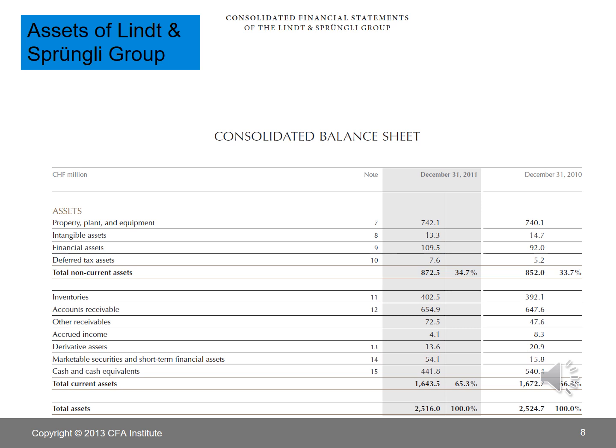And finally, you notice that Lindt also presents certain line items as a percentage of the total assets, which is also a common practice. So when you notice the total non-current assets, 872.5 million Swiss francs, right next to it it says 34.7%. That means this figure actually represents 34.7% of the total assets for the company.